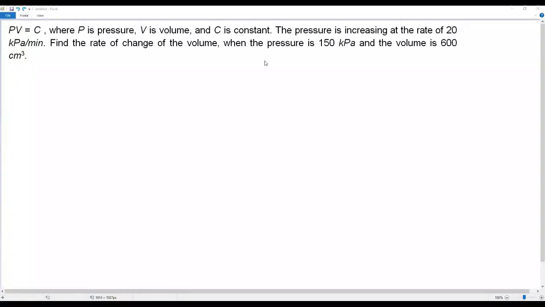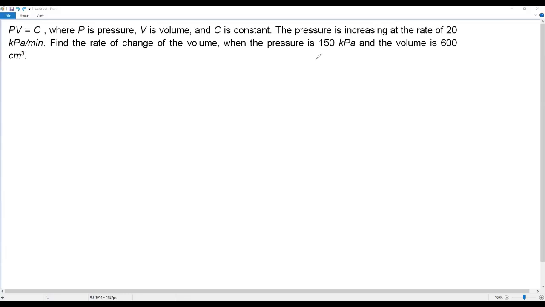Here we have a calculus problem in related rates. Okay, let's go through the information. PV = C, where P is pressure, V is volume, and C is constant. The pressure is increasing at the rate of 20 kilopascal per minute. Find the rate of change of the volume when the pressure is 150 kilopascal and the volume is 600 cubic centimeter.